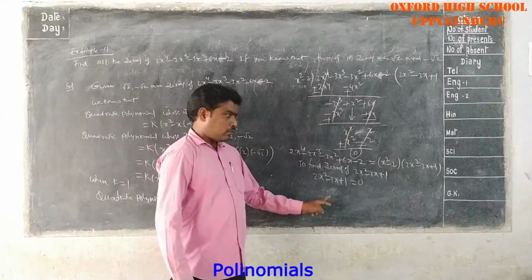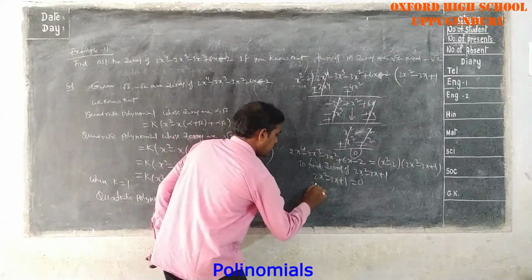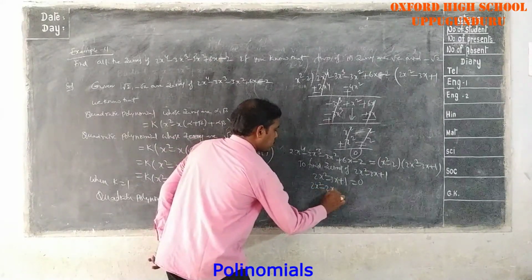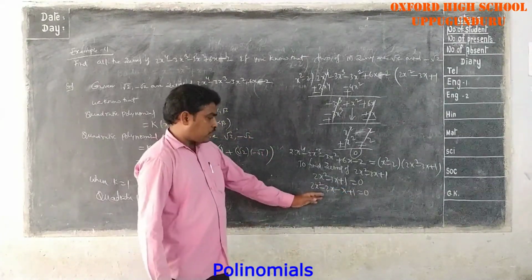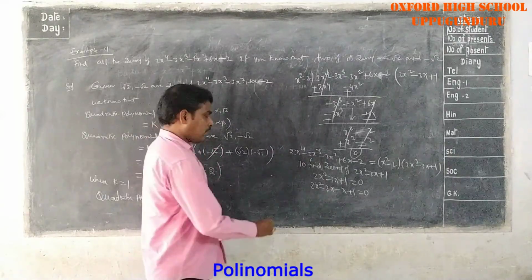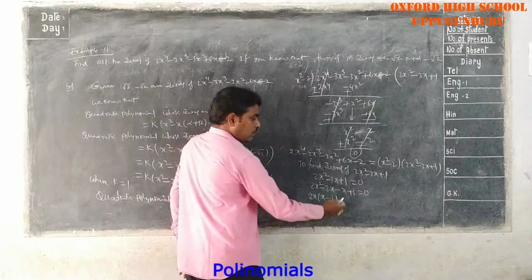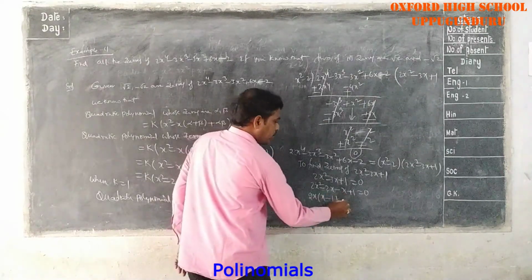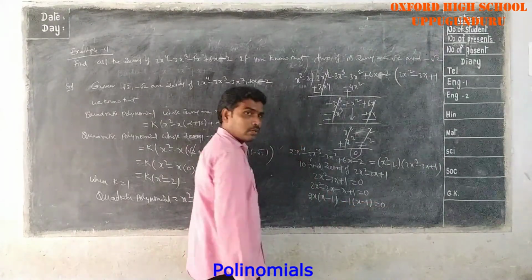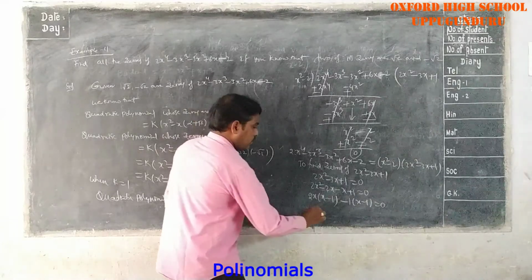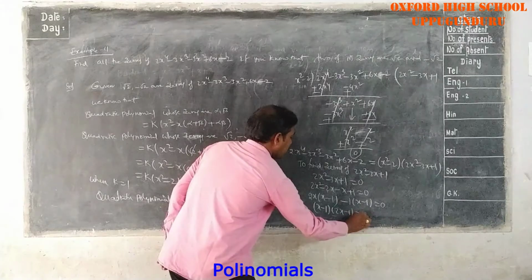2 ones are 2, minus 2 minus 1 you will get minus 3. So this you can split as 2x square minus 2x minus x plus 1 equal to 0. Now when you observe the first two terms, you get 2x as common: 2x into x minus 1. Here there is no term common, so we can take 1 as common: minus 1 of x minus 1 equal to 0. Now among these two terms, x minus 1 is common: x minus 1 into 2x minus 1 equal to 0.